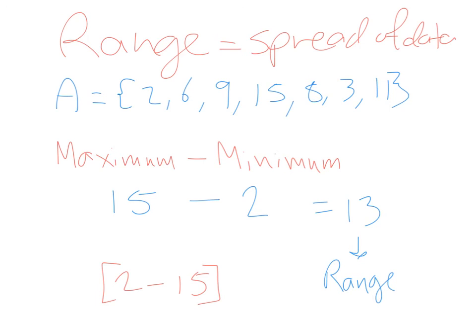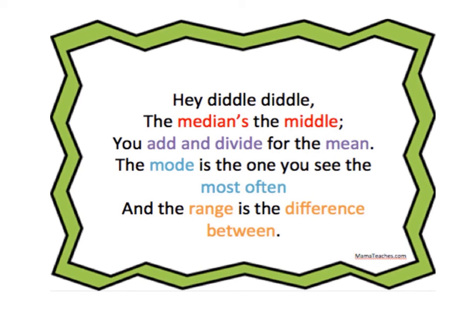And this is a really good rhyme for helping you remember which is which. Hey diddle diddle, the median's the middle. You add and divide for the mean. The mode is the one you see the most, and the range is the difference between. So hey diddle diddle, the median's the middle. You add and divide for the mean. The mode is the one you see the most, and the range is the difference between. Good idea to learn this off by heart.